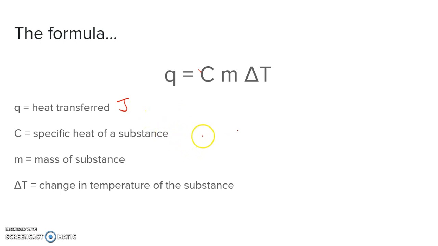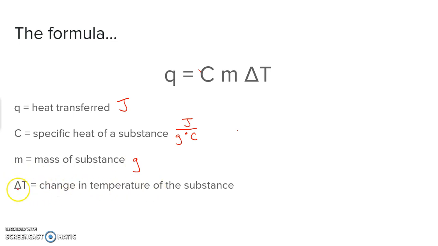And the specific heat, that is a property of the substance. That's basically how much heat it takes to raise the temperature of 1 gram of that substance 1 degree Celsius. So the specific heat is either going to be given to you because it's a constant for whatever your substance is, or it might be something that you're solving for. But the units of specific heat are joules per gram degree Celsius. So it's how many joules does it take to raise 1 gram of the substance 1 degree Celsius. The m is going to represent mass of a substance, and we'll measure the mass in grams.